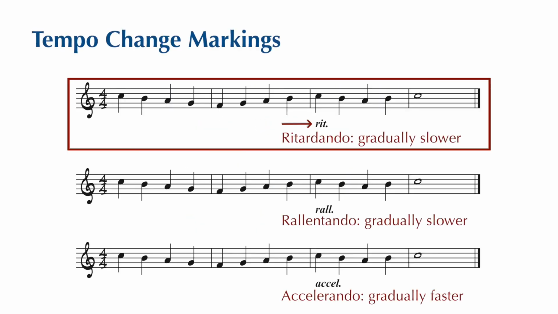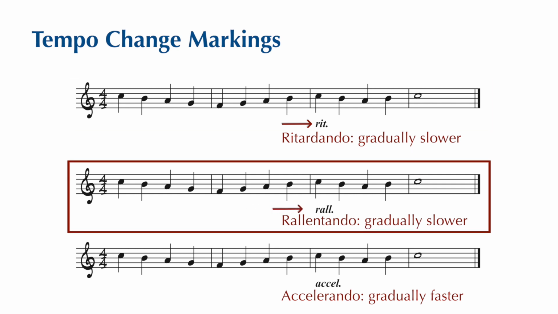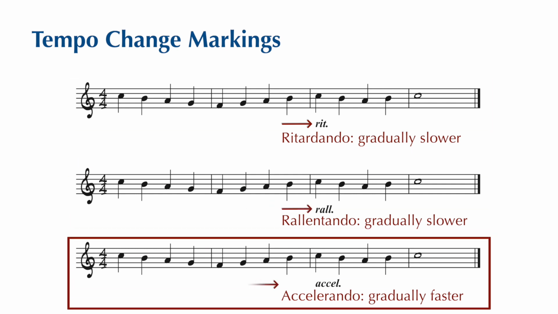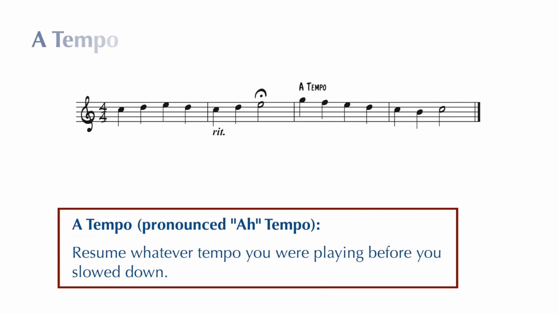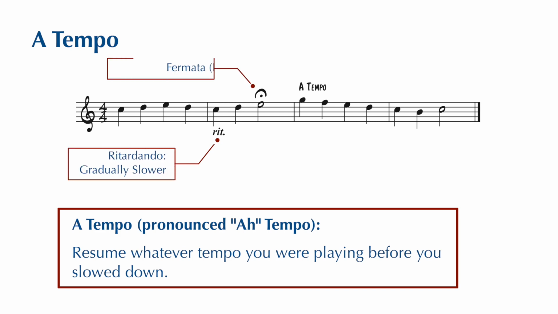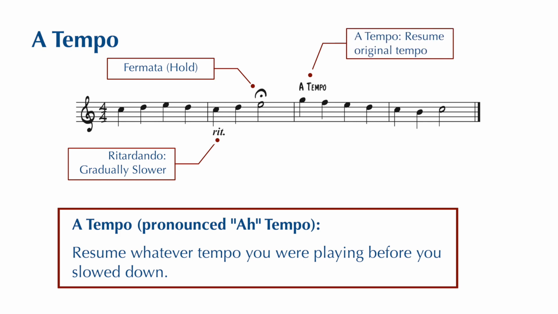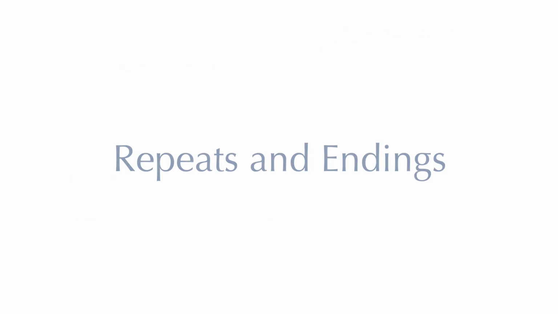Retardando means to gradually slow down. Rallentando means pretty much the same thing. Accelerando means to gradually speed up. A tempo, and that's how it's pronounced, a tempo, means to resume whatever speed you were playing before a tempo change. For example, you might come across a retardando marking followed by a fermata or a hold. Following that, it's not uncommon to see an a tempo marking, which means to go back to playing whatever speed you were playing before you slowed down.